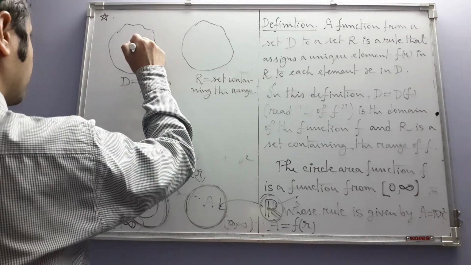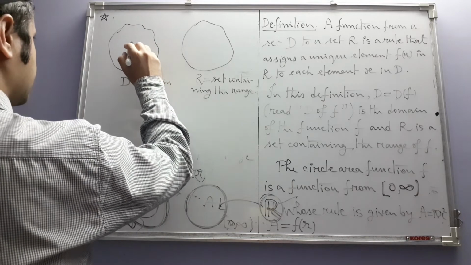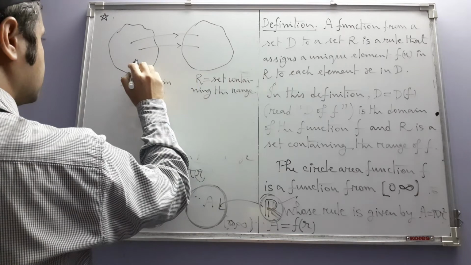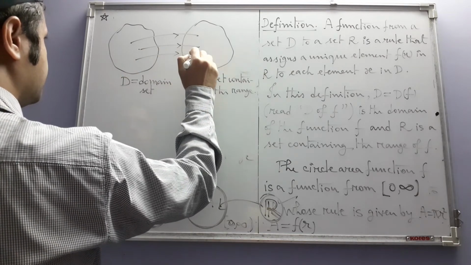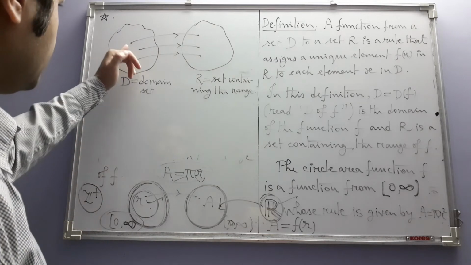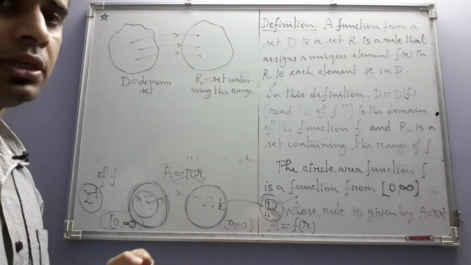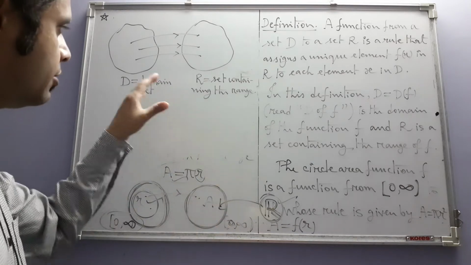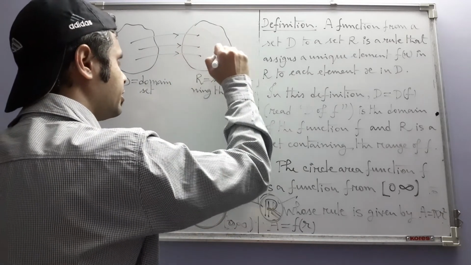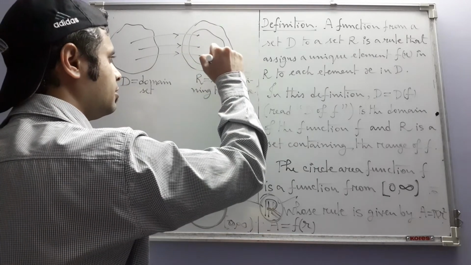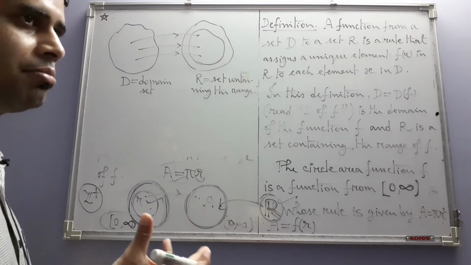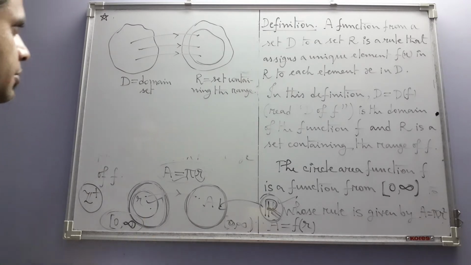So for elements in the domain, there are elements in the range to which these are associated, or more simply, for every input there is a unique output. For every input in the domain there is a unique output in the range. The actual range of this function is a set which is a subset of R. It may be equal to R, it may be smaller than R.